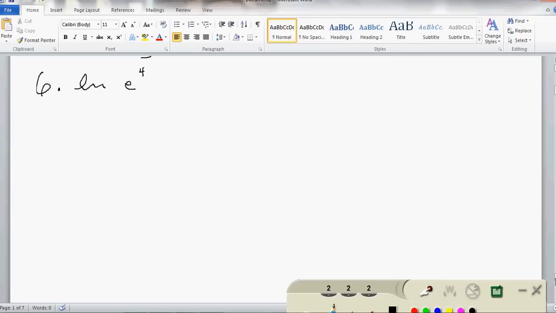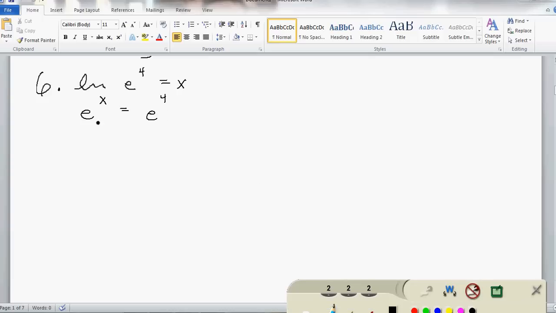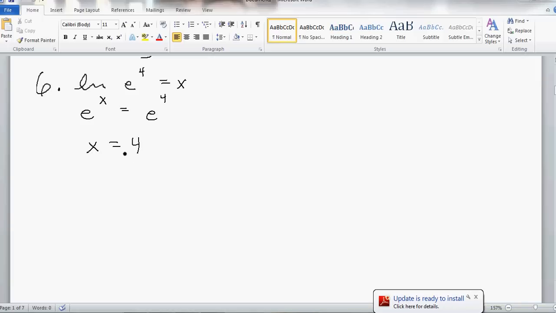Natural log means log base e, and e is a number that we've looked at in the past, but instead of saying log base e, we just say ln, natural log. So what this means, since this is log base e, that means it's e to the x power. It's going to equal whatever's right here, e to the 4th. And it's very easy in this case because the bases are already the same, so that means x equals 4, and that is our answer for number 6.